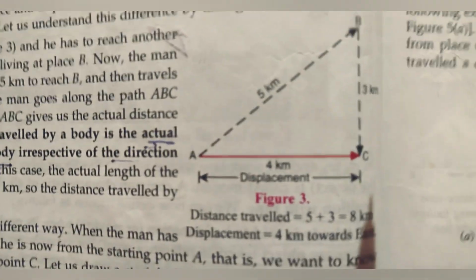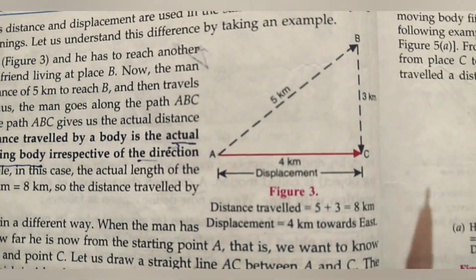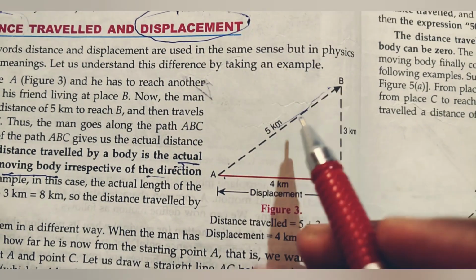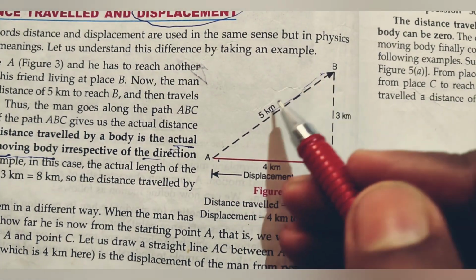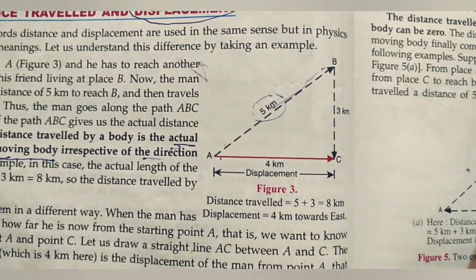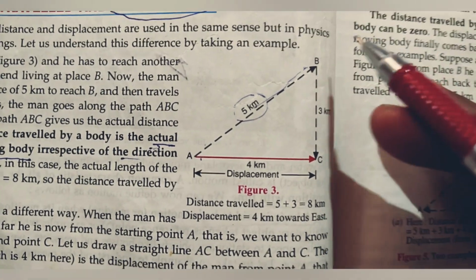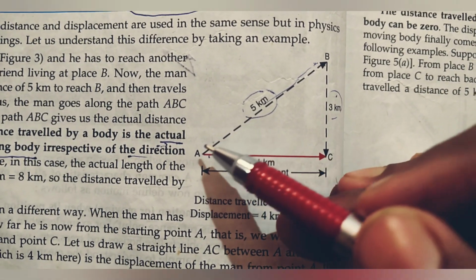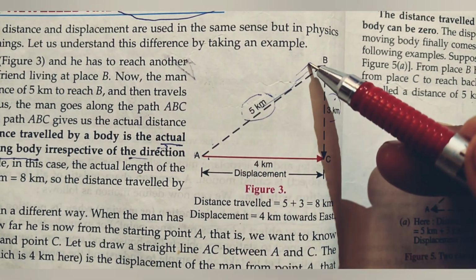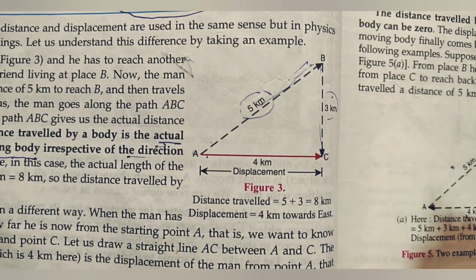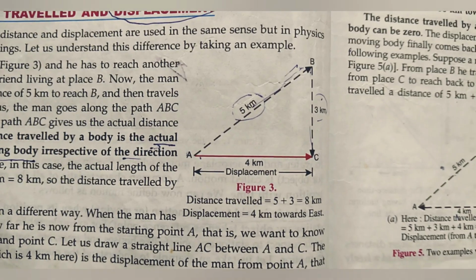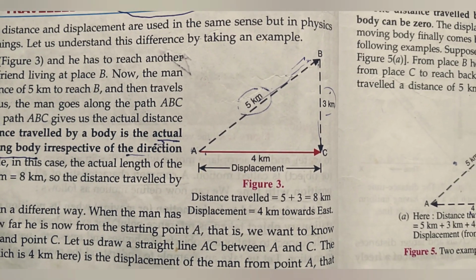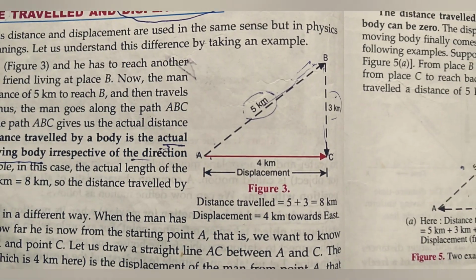You can see one example provided here, that a body is traveling from A to B. First the body has traveled from A to B. How much distance? 5 km. Then the body traveled from B to C. How much distance? 3 km. First the body is traveling A to B, then B to C. Then total distance will be what? Total distance will be 5 plus 3, 8 km.